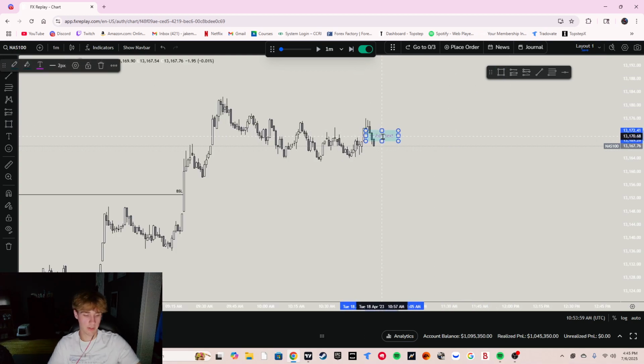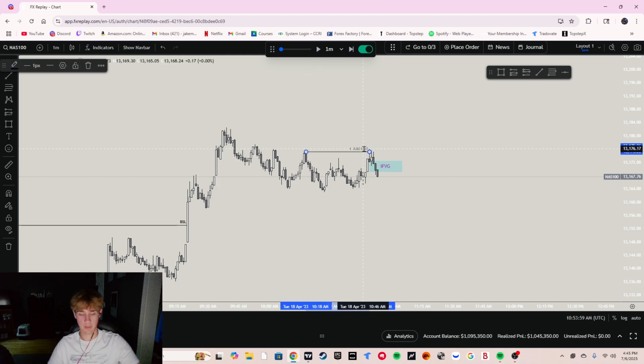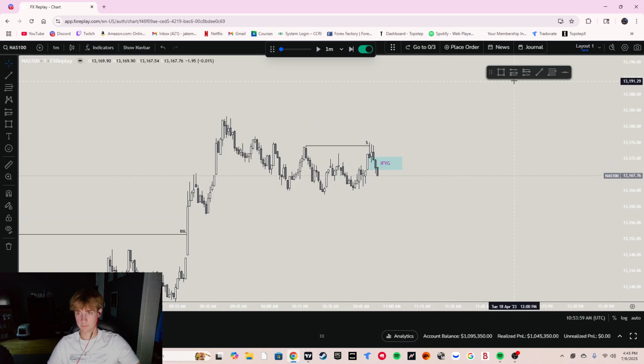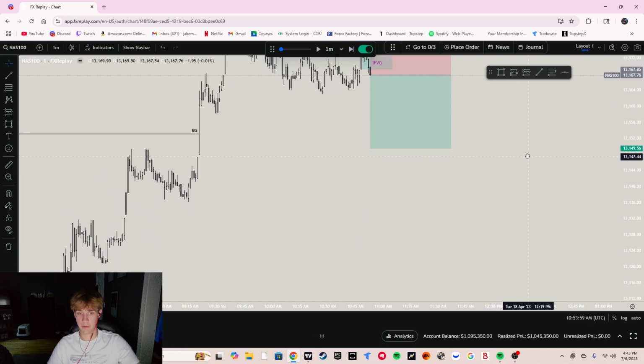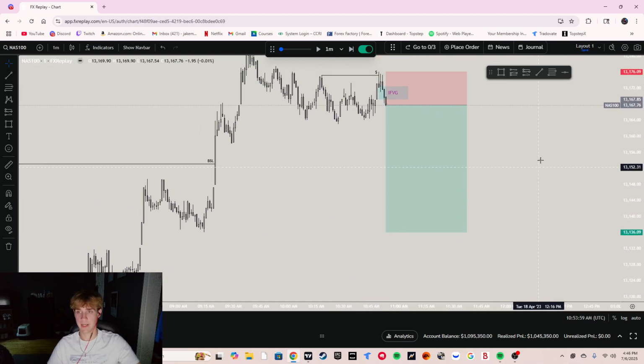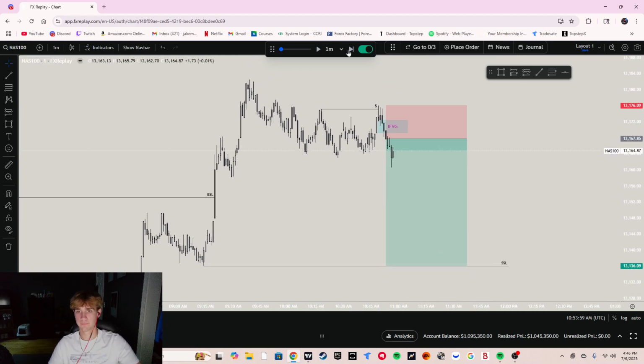Definitely a riskier trade. Still though, we got this high reswept. Could take a short here. Again, it's not a crazy risk. It would be very nice RR to tag the low-hanging fruits sitting down here. Let's see what we want to do.